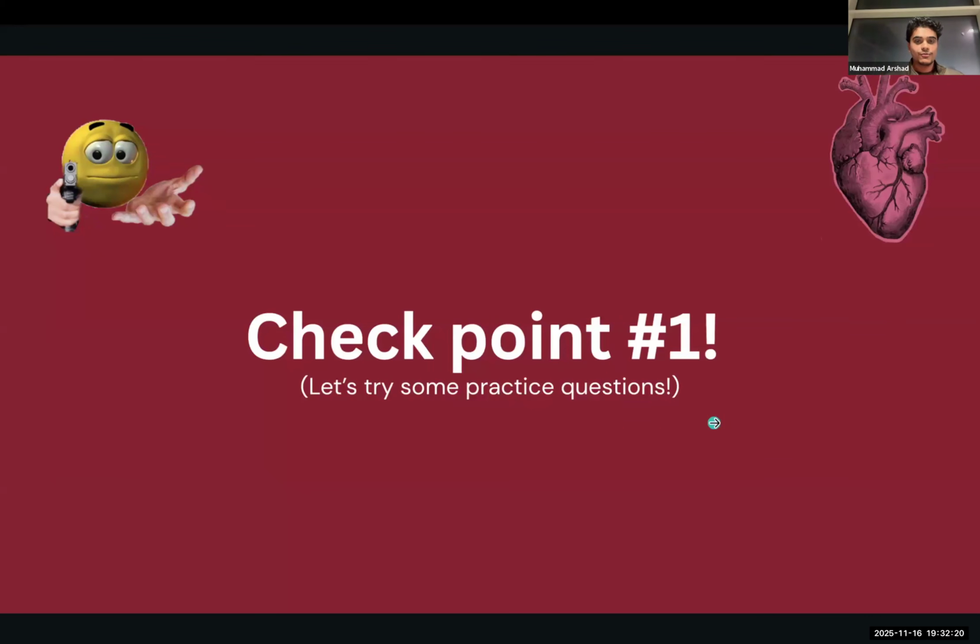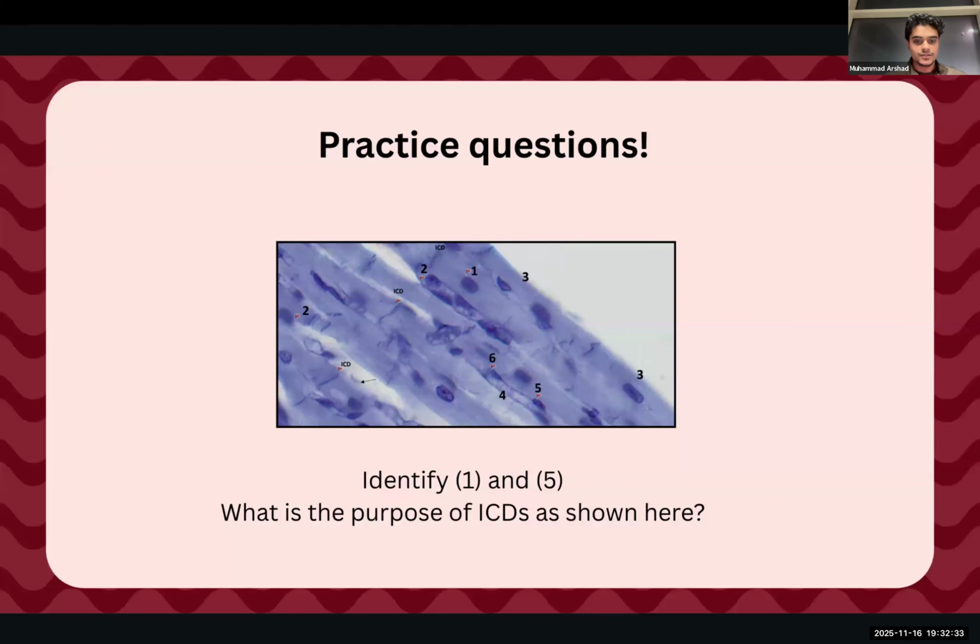Okay, so we're at checkpoint 1. We finished week 1 of the content. I don't think it was that much, so hopefully it was pretty easy for you guys. So I want you guys to unmute and let's try some practice questions together, okay? First of all, I want somebody to unmute and identify what 1 and 5 here are. And then I didn't necessarily cover this, but it could potentially be asked: what is the purpose of the intercalated discs as shown here? If you guys could unmute, I would prefer that because I can't see the chat.